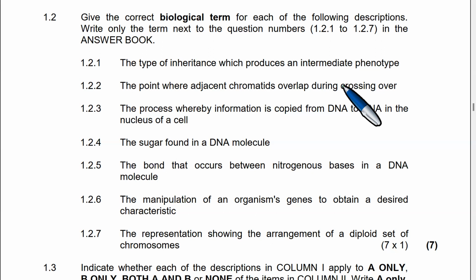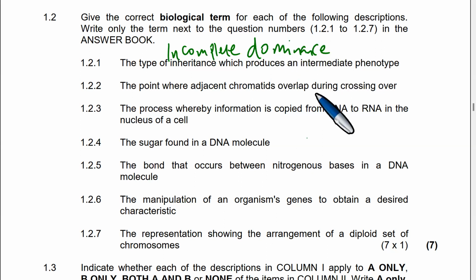Which one is the correct biological term? The type of inheritance which produces an intermediate phenotype is called incomplete dominance. Now, the point where adjacent chromatids overlap during crossing over. We just spoke about the chromatids and the chromosome structure. But now, which one is it?